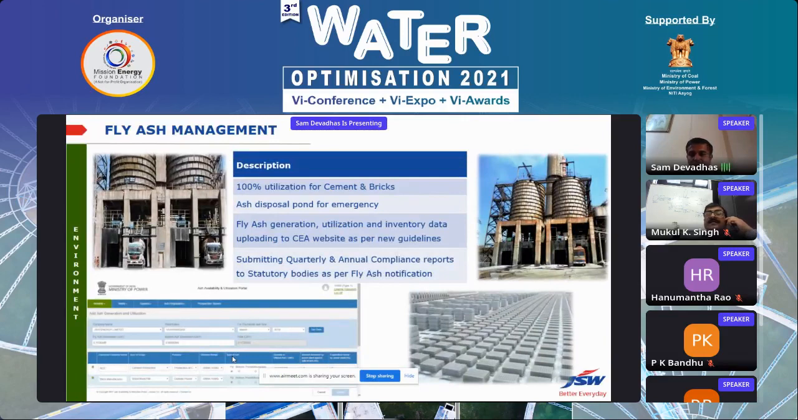So this is a typical utilization of our ash. The bulkers from cement industries take it, and while entering as well as exiting, there are water curtains, so that the emissivity of this fly ash is avoided.